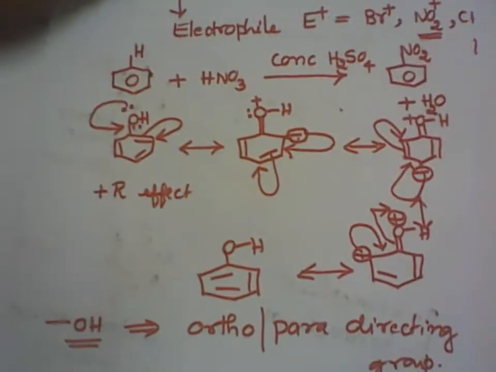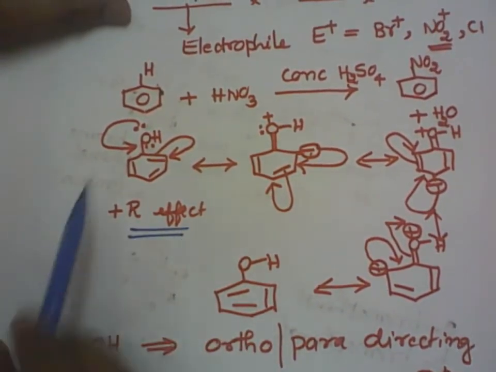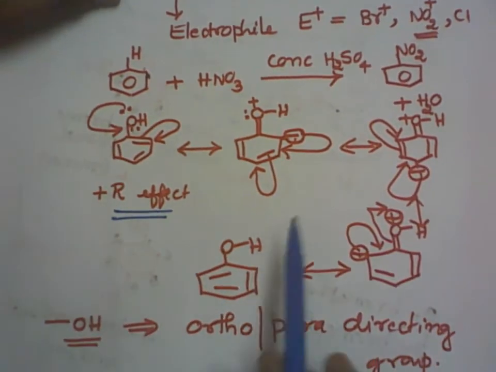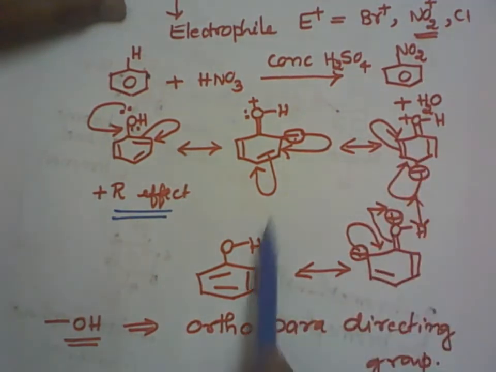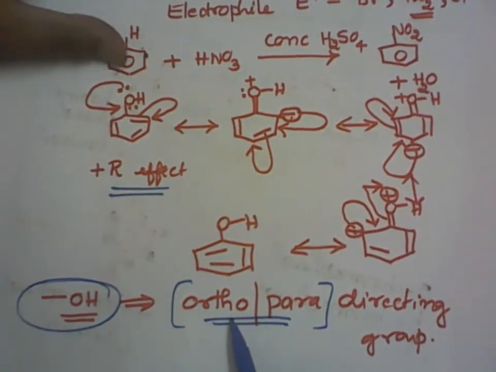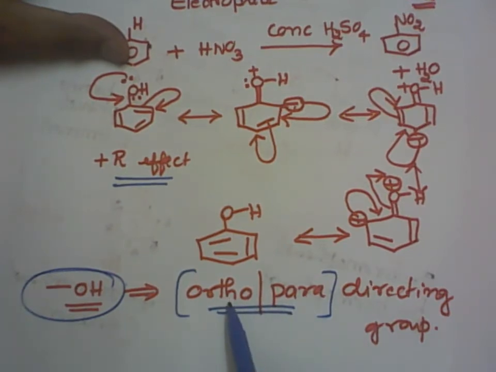Okay, here it is. Due to the resonance effect, the lone pair of the oxygen is involved in the resonance. That's why negative charges are there on the ortho and para positions. Therefore, the OH group directly attached to benzene is an ortho-para directing group. That's why in most of the reactions we get ortho and para products. Sometimes para is the major product and ortho is the minor product.